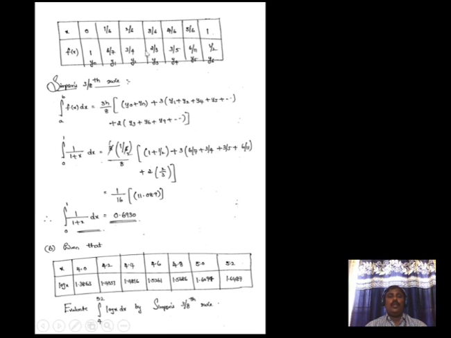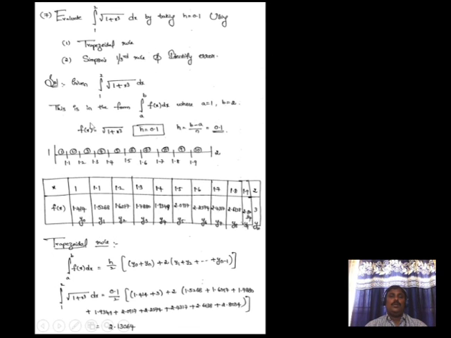Next problem: evaluate the integral 0 to 1 of 1 by 1 plus x dx by using Simpson's 3 by 8 rule. Here he has given the h value, h equal to 1 by 6. Next we construct all the values in the table and write the Simpson's 3 by 8 rule formula. Here the first value is y0 and the last value is y6. The formula is 3h by 8 into the sum of first and last values, plus 3 into the sum of ordinates without multiples of 3, plus 2 into the sum of ordinates with multiples of 3. On substituting these values we get the answer, that is 0.693.